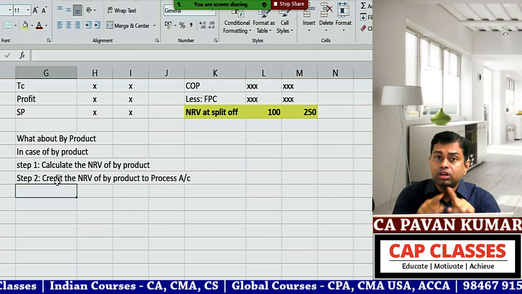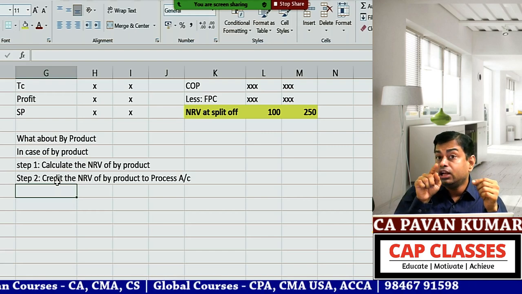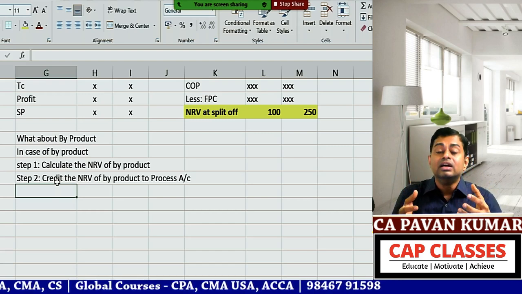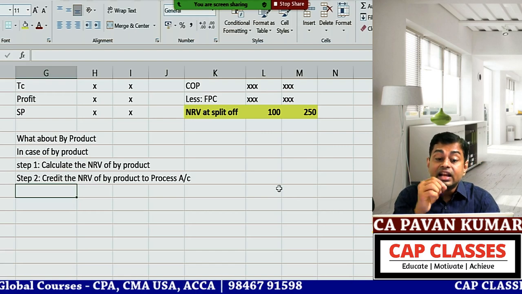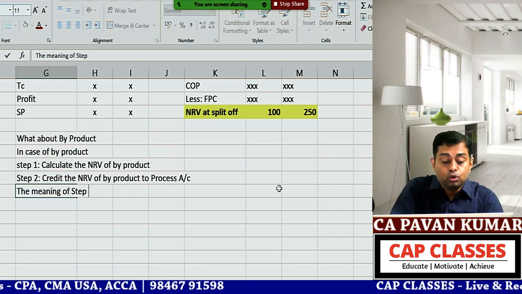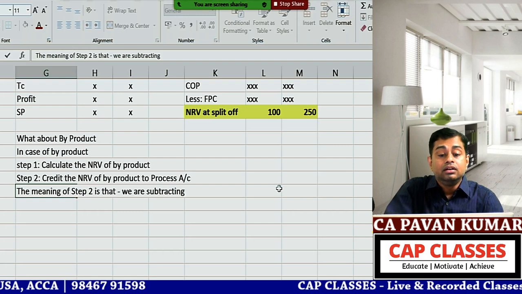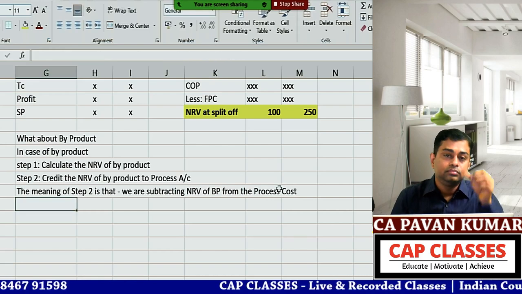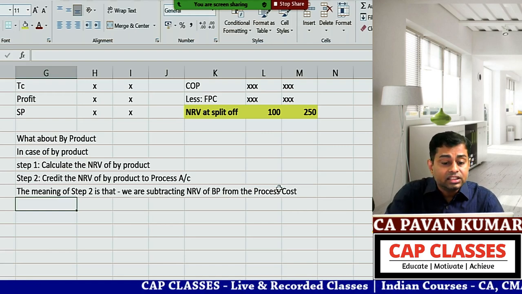That means in process account, to raw material, to wages, to expenses, to overheads, by normal loss, by byproduct. That means you are subtracting it from the process cost. So what is the meaning of credit the net realizable value of byproduct to process account? The meaning of step 2 is that we are subtracting the NRV of byproduct from the process cost. Like your half ticket cousin. Okay, so it will be like this.